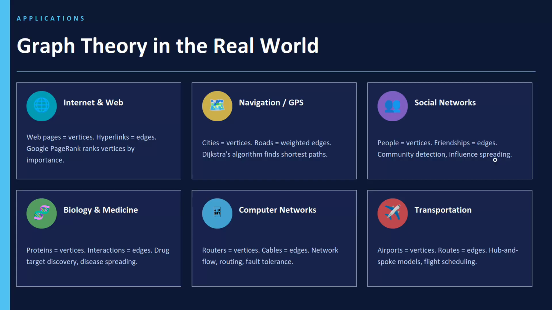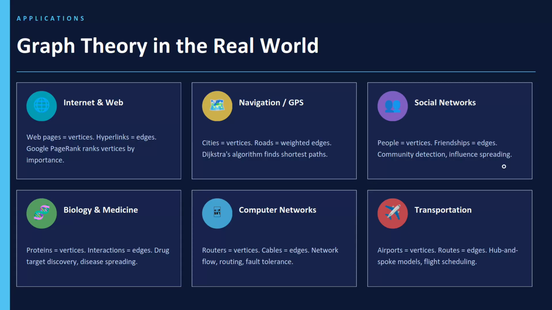Now in computer networks, routers are the vertices and cables are the edges. In transportation, ports are the vertices and routes are the edges. So in the internet and web, hyperlinks are considered to be edges and web pages are vertices. Then we have navigation in GPS, transportation, and computer networks, where routers are considered to be the vertices and cables the edges. Then in biology and medicine, proteins and their interactions are considered.